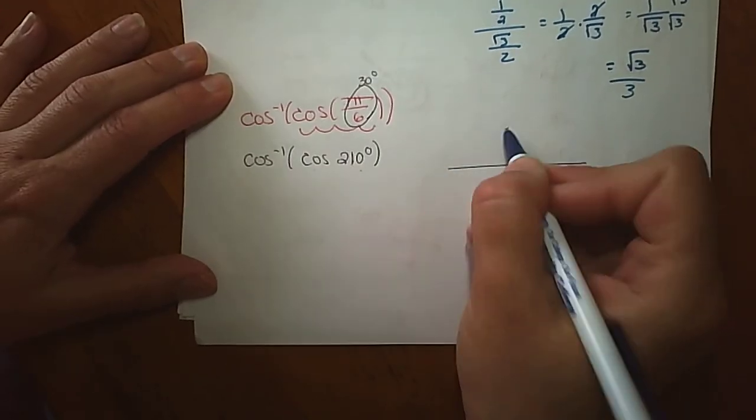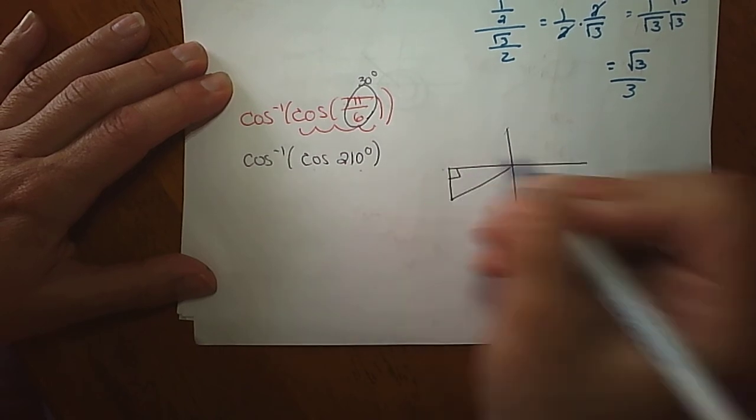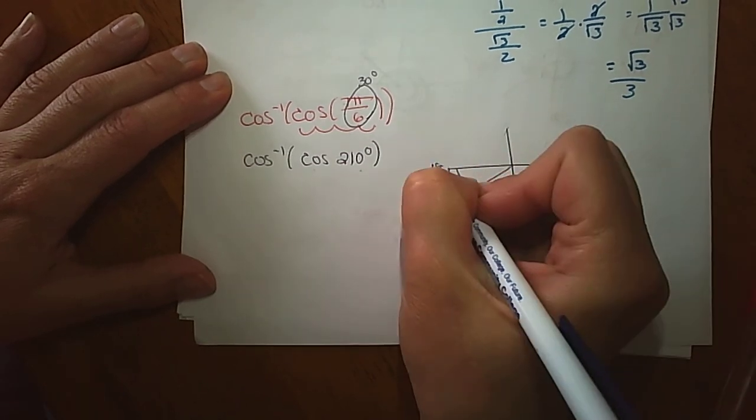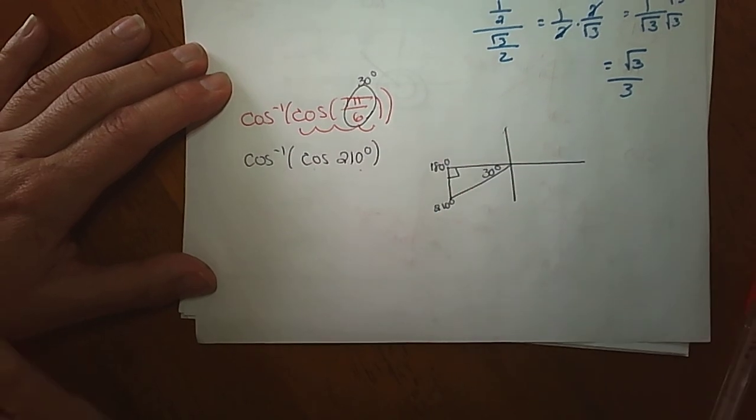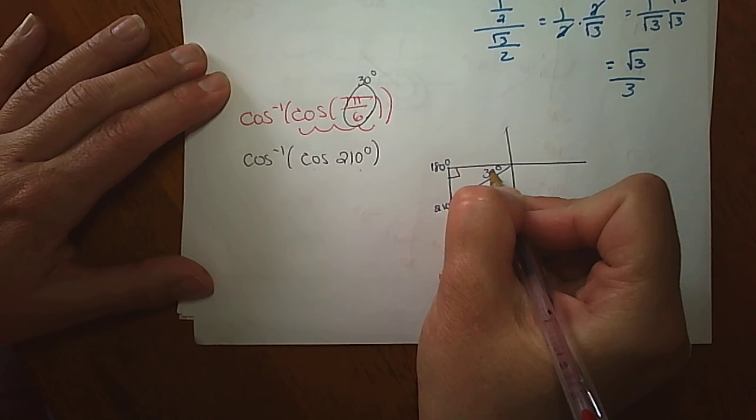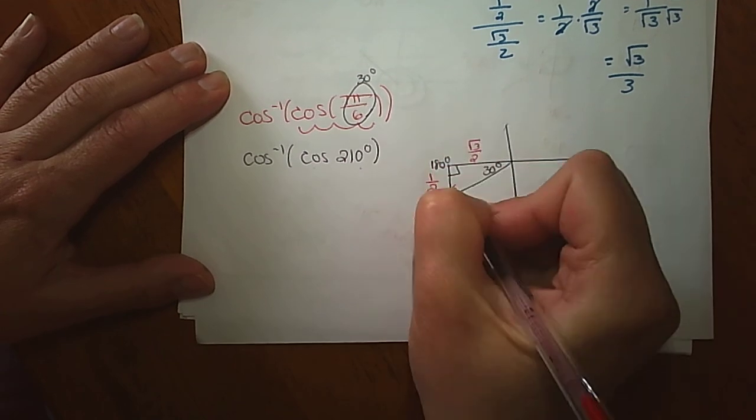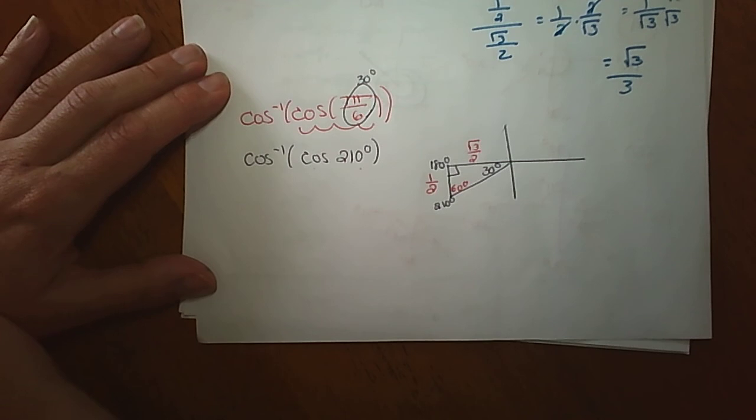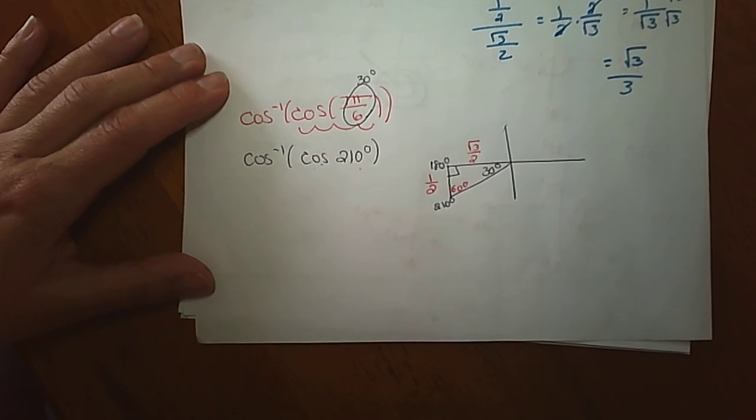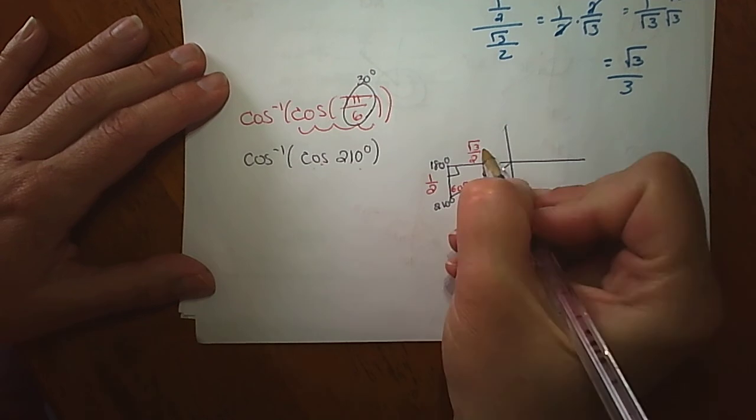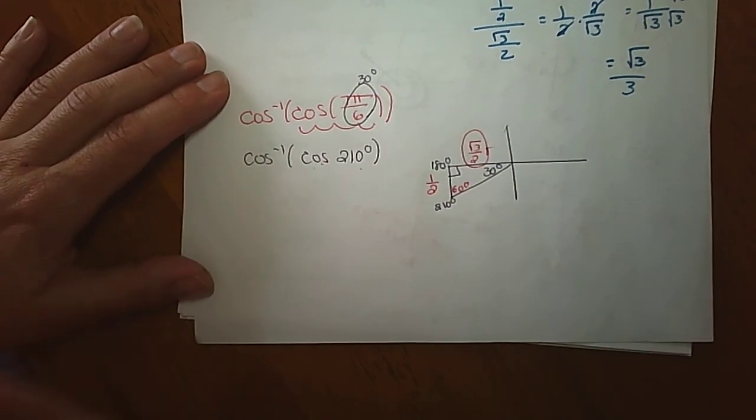0, 90, 180. So 210 pulls me here. And I make a right triangle. Now if this is 180 and this is 210, that means this angle right there has to be 30 degrees. Across from 30 is a half. Across from 60, which would be this corner, is radical 3 over 2. Now, cosine. Is cosine x or is cosine y? Cosine is x.